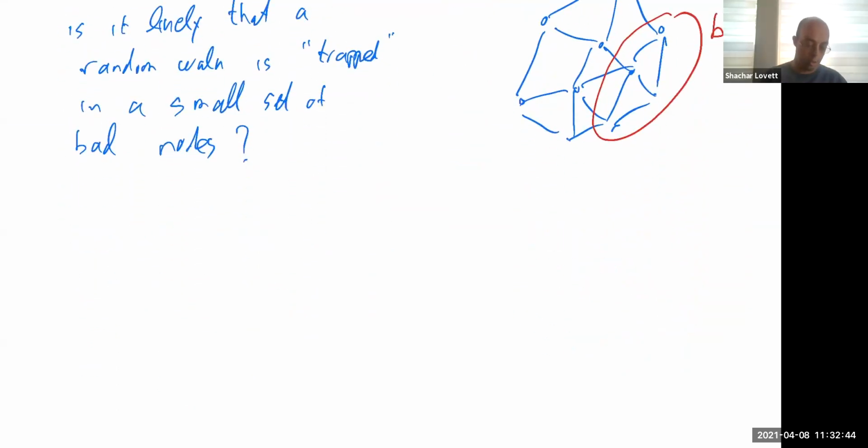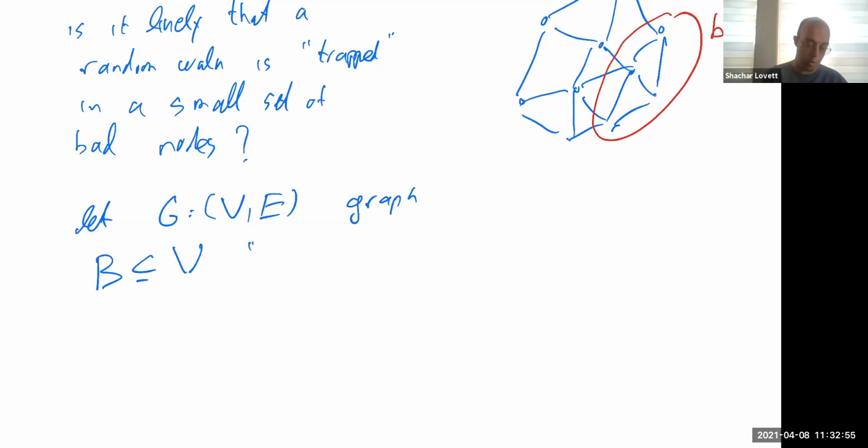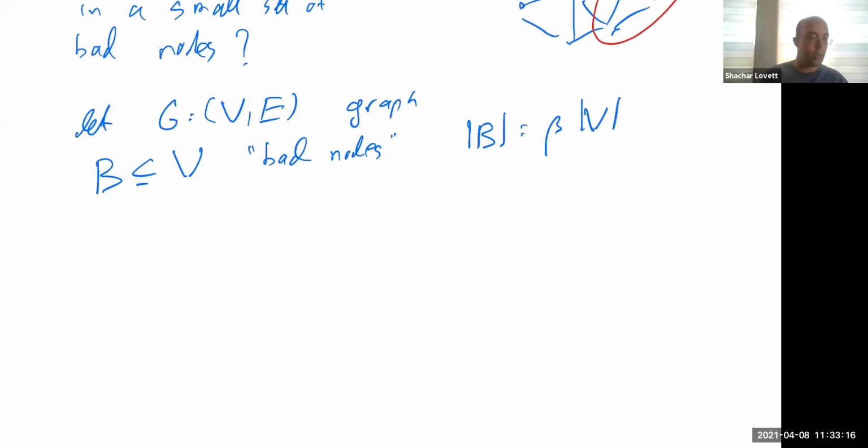So again, let G be a graph, and let B be a subset of V, which we're going to think of as the bad nodes. It's not too big, so the density of B is something like, let's say, beta. Think of beta as maybe a third or something, not too many. Let's define the following property. Think about the following event. Here's the event that we care about. It's going to be the bad event.